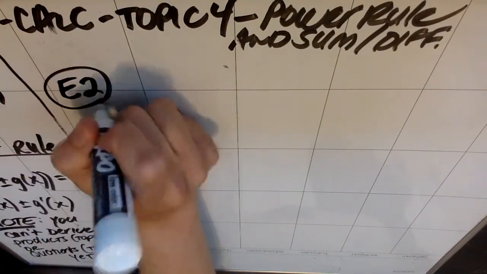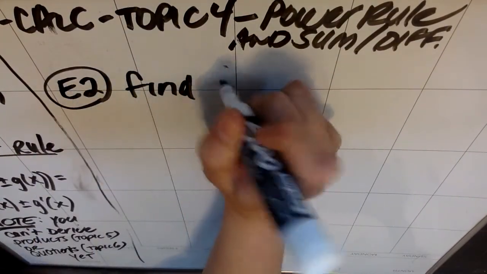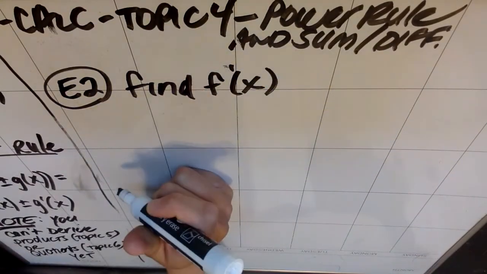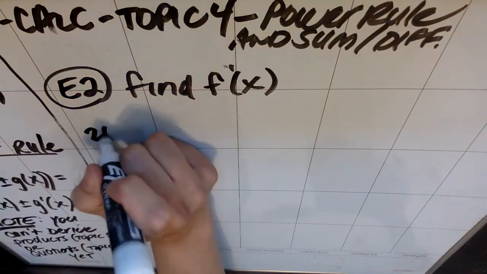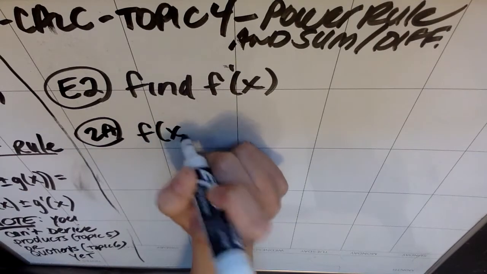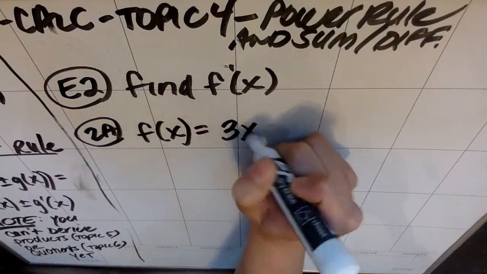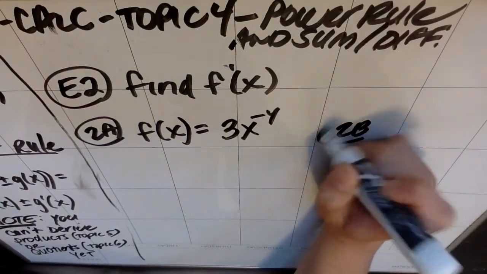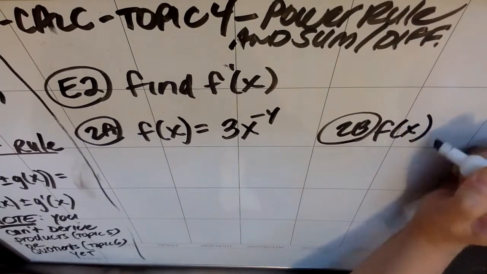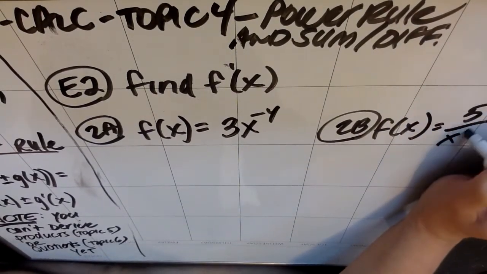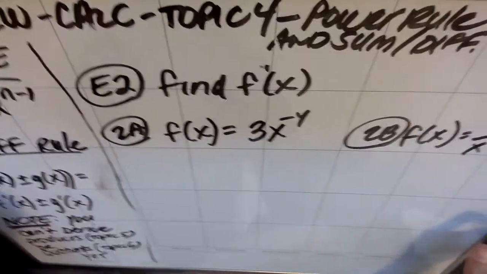So let's talk about example 2. In example 2, we're still finding f prime, right? But in this example, we're talking about what happens if we have negative exponents. So let's start with 2a. My f of x is going to be 3x to the negative 4th, and then right here we'll have 2b, and my f of x is 5 over x squared. Okay, so let's start with 2a.